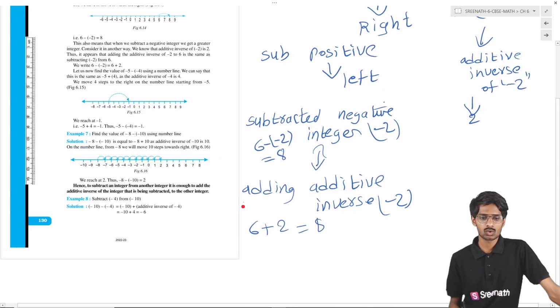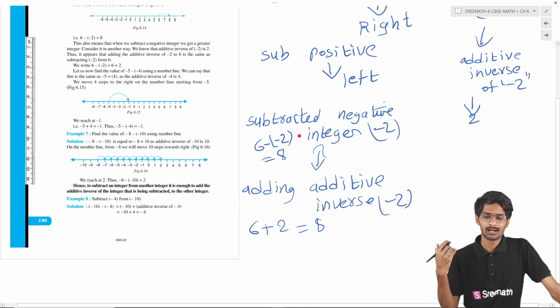So our conclusion is that to subtract an integer from another integer, it is enough to add the additive inverse of the integer. So adding the additive inverse of the integer is equal to subtracting the integer. Subtracting a negative integer is equal to adding the additive inverse of that negative integer. Okay students, that's it. Now we will do some examples.